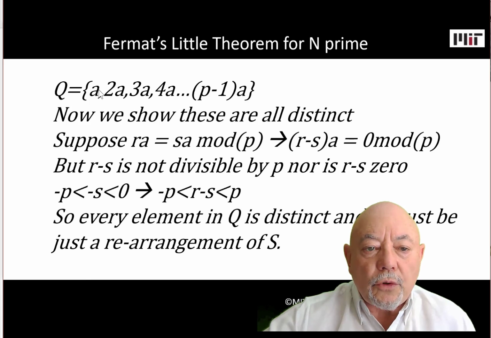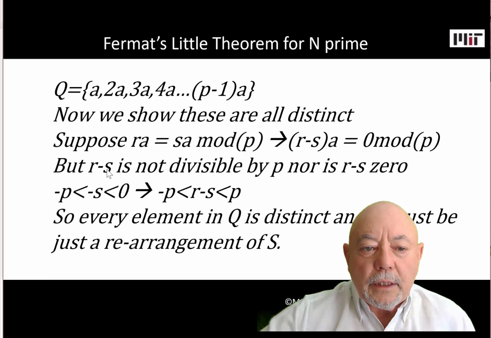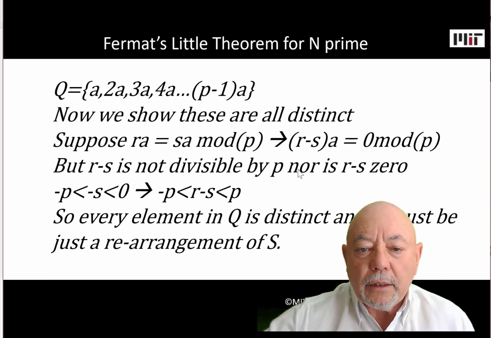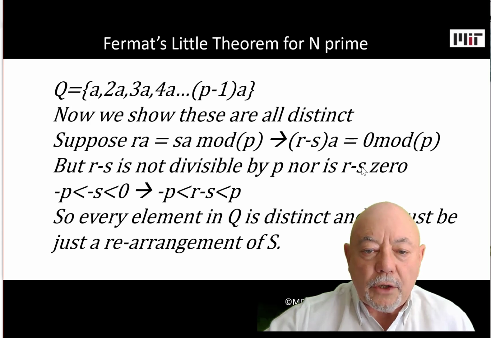So now let's show that all these elements are distinct. Suppose we have an r that lies between 1, 2, 3, 4, 5 up to p minus 1, and an s, and let's suppose they're not the same. The r and the s are different. So we know that we don't get 0. So r minus s is not divisible by p, because both r and s lie between 0 and p. And we know r minus s is non-zero.